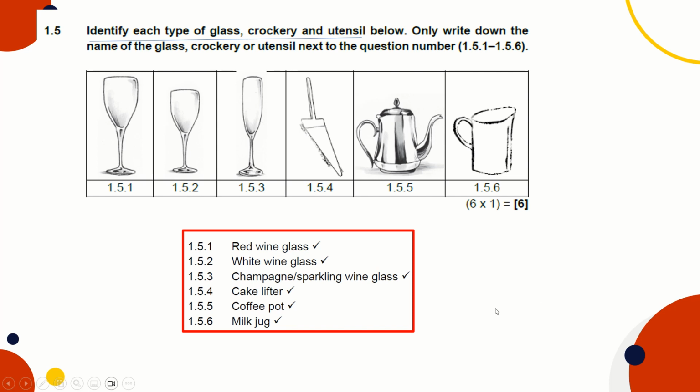1.5, here you need to identify the type of glass, crockery, and utensils in the pictures below, and you need to write down the name of them. Now the first one, you can clearly see it is a bigger glass than the next one in 1.5.2. So the bigger glass is the red wine glass, the smaller glass is the white wine glass, and then the tall glass is the champagne or the sparkling wine glass. This picture over here, 1.5.4, is a cake lifter, and 1.5.5 is a coffee pot, and 1.5.6 is a milk jug.